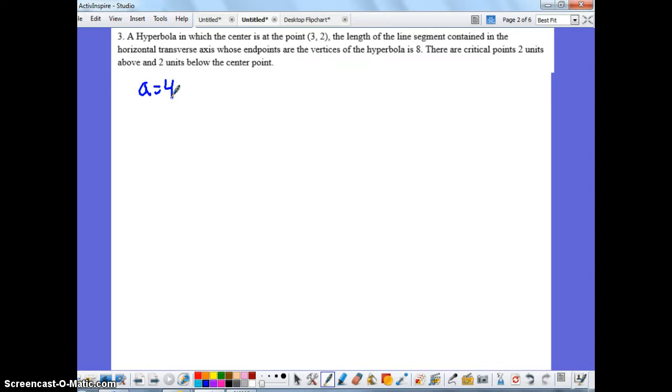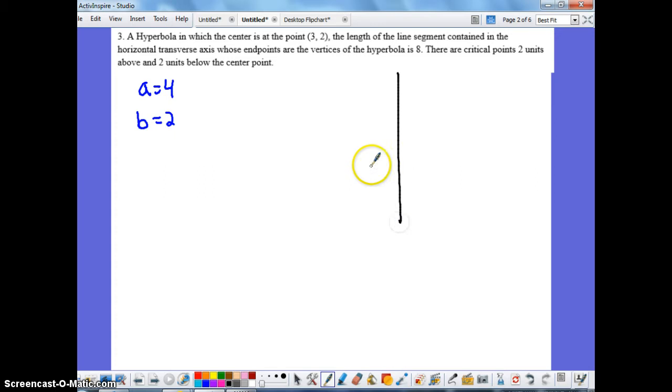All right, obviously, I already have the center. All right, there are critical points 2 units above and 2 units below the center point. Some people I know will be confused with that, but that's really giving you what b is. It means b is going to equal 2. So for this one, I'm going to go to my graph first.